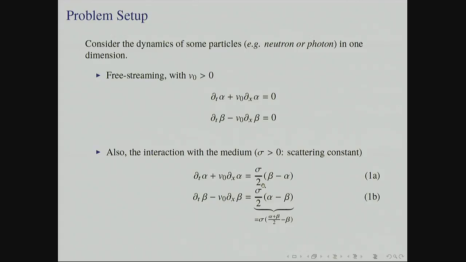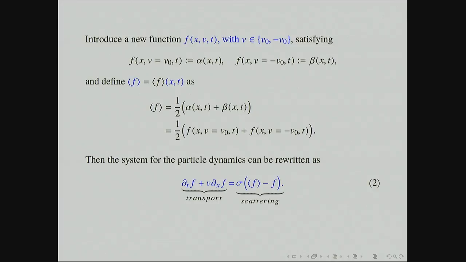I want to rewrite this simple model a little bit for an easier extension. For instance, I introduce a new function f, which depends not only on location x and time t, it also depends on velocity v. When v is v0, f is just alpha, that's right-going particles. When v is negative v0, f is beta, that's left-going particles. For convenience, we also have a function, the angle bracket of f, which is a function only of x and t. You can see this is essentially you integrate over the velocity. So that's an x, t function.